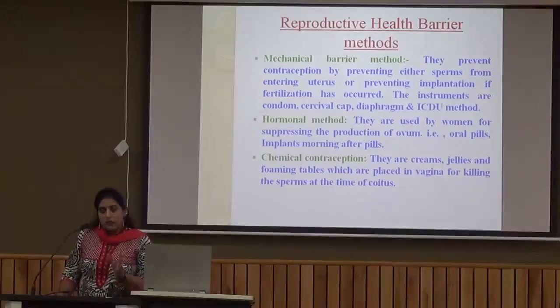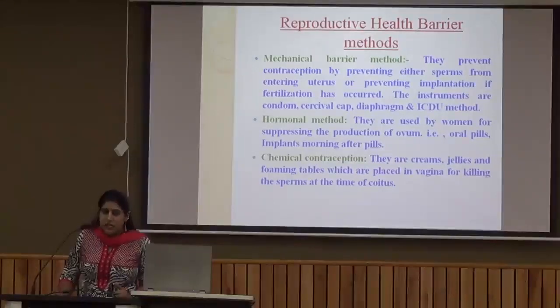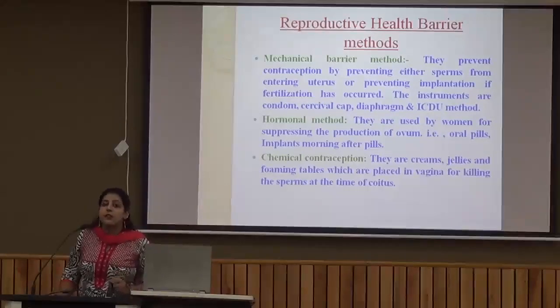In this method, there is prevention of fertilization by a mechanical, physical way. Condoms, we'll say, prevent the entry of sperm into the vagina of a female. The instruments we mainly use are condoms, cervical caps, as well as diaphragms. This is the only method which protects humans from STDs, sexually transmitted diseases.